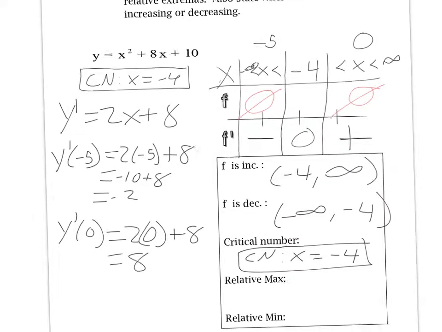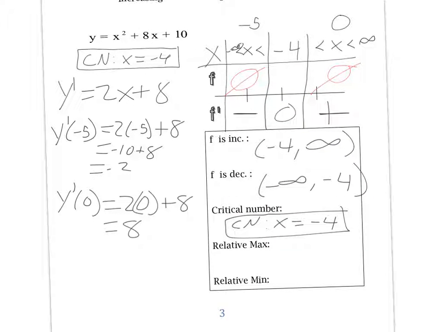Do we have a relative max? No, we don't. If we think about this, I'm going to try and draw a little sketch. It must be going down, flattening out, and then going back up. So there is never a time when there is a max. So I'm just going to say NA, or does not exist.